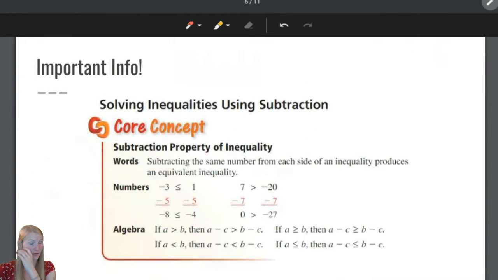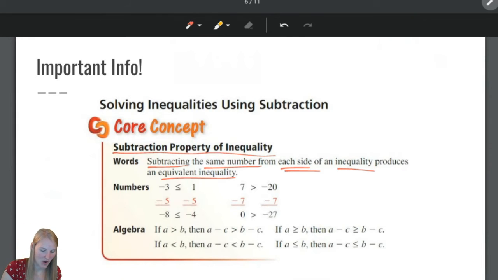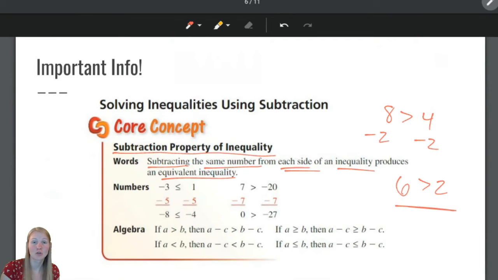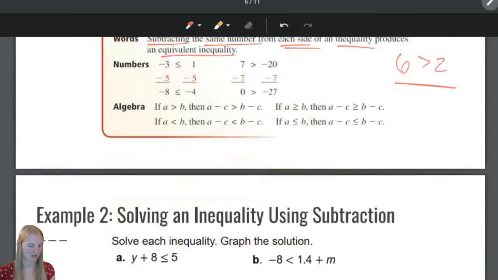Okay, more important information. Now we have the subtraction property of inequality. And again, what this means is subtracting the same number from each side of an inequality produces an equivalent inequality. So it's the same thing. If I have 8 is greater than 4, if I subtract 2 from both sides, I get 6 is greater than 2, and this is still true. 6 is greater than 2, just like 8 is greater than 4. So, same thing, just like in chapter 1, and just like with our addition property of inequality.